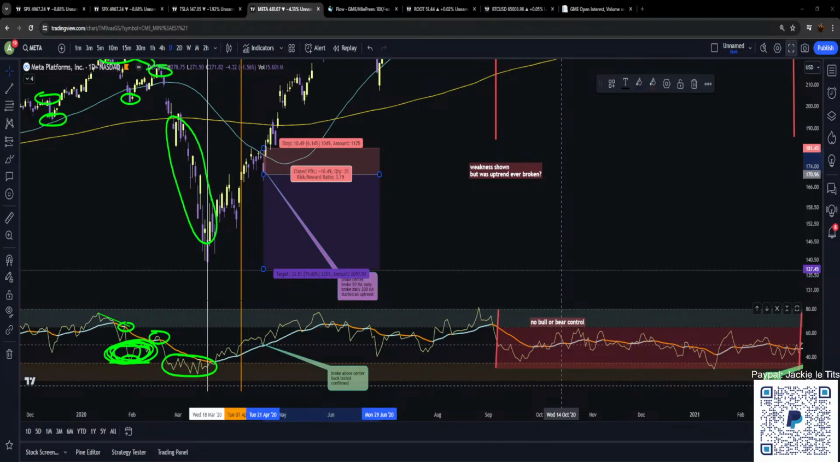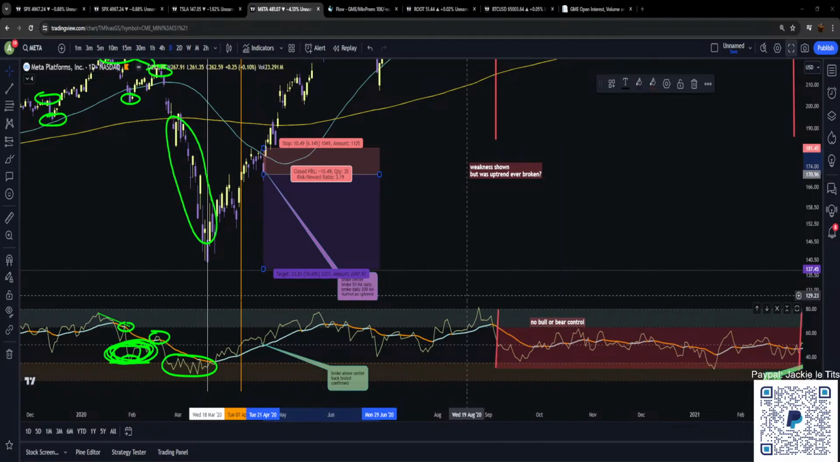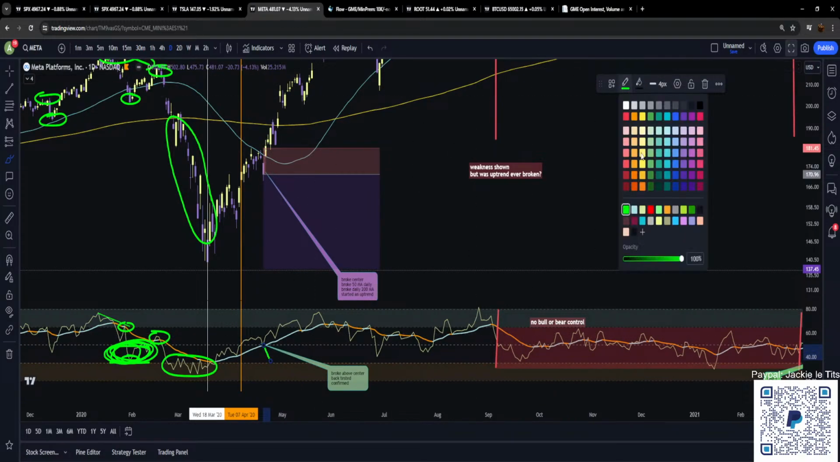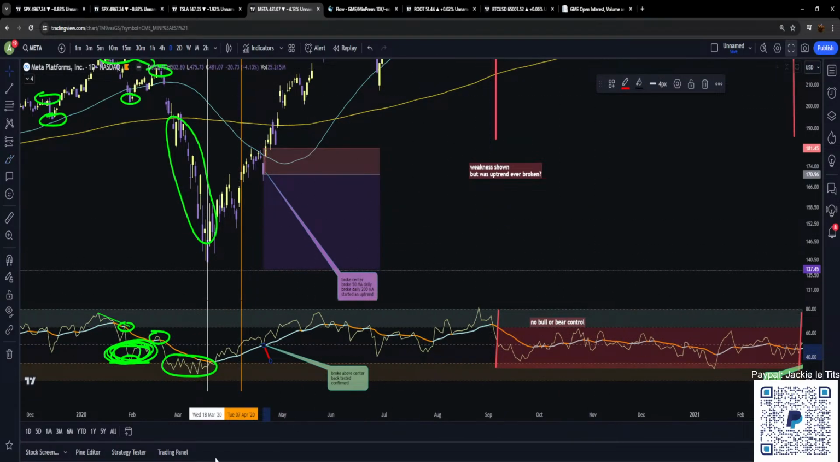What do you guys think would have happened to Meta right then and there? If it would have lost this right here, and we just lost this, the center line and the EMA, what do you think would have happened to the price right then and there, you guys? What do you think would have happened? Tell me.